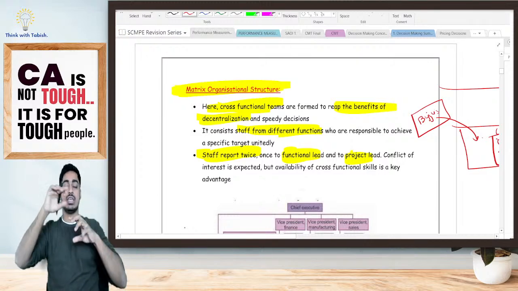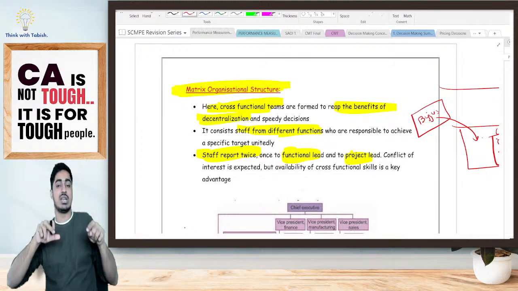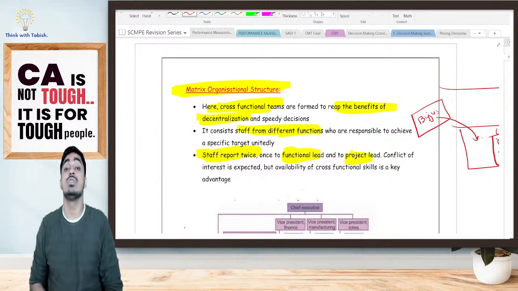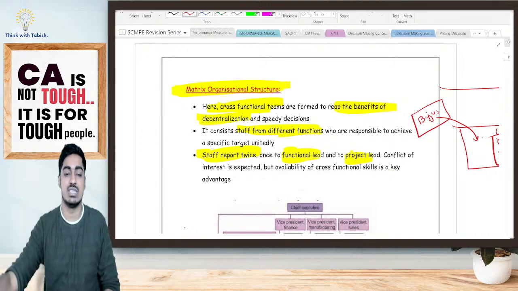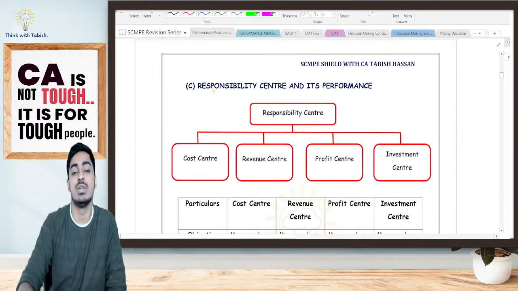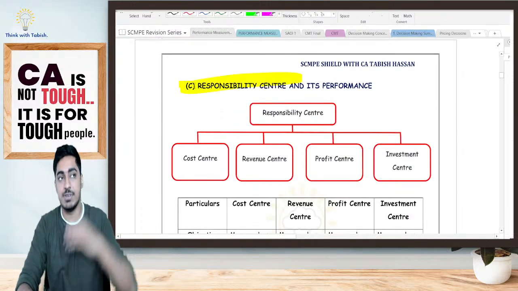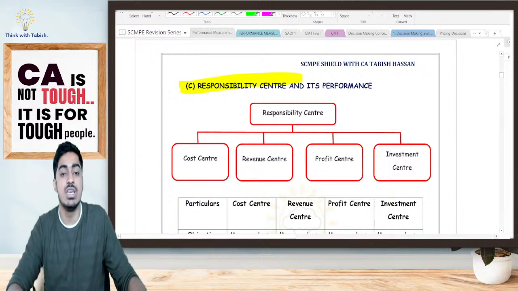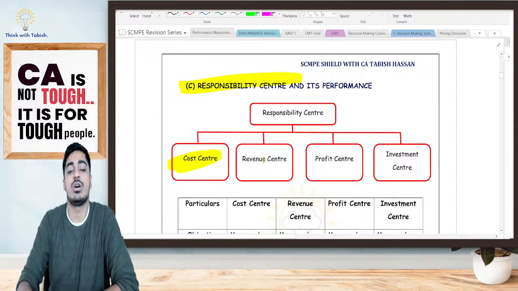Based on that, a person has to report to his project lead also. He has to report to his concerned functional manager also. Is it clear, everyone? Now, once I've assigned the responsibility, the responsibility center, different types of organization structure we have seen. Based on that, what all responsibility centers could be there? Either it could be a cost center, revenue center, profit center, or investment center.